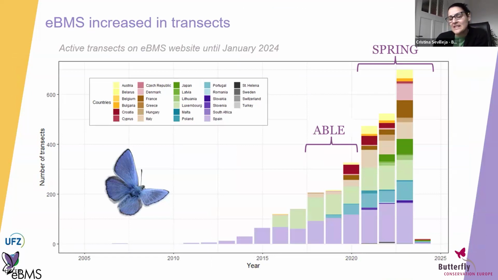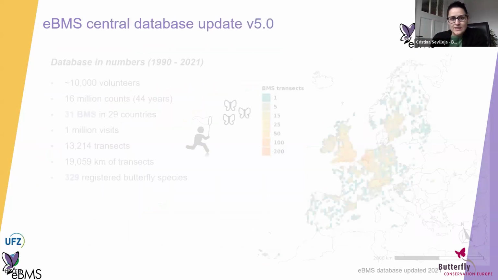This graph is the number of transects that are active inside the eBMS website. That is not the complete database. Here you can see the new countries that are starting their own schemes and using the eBMS platform, how the transects are increasing every year, and how these projects, ABLE and later SPRING, really help us to keep growing and joining more countries and more transects. So close to 700 transects are being recorded and actively counted every year. So this is a really, really great success.